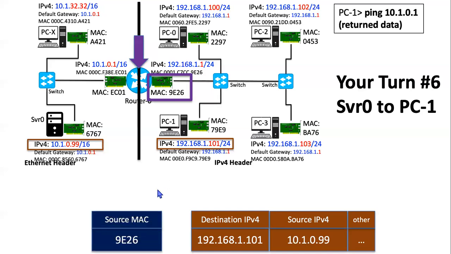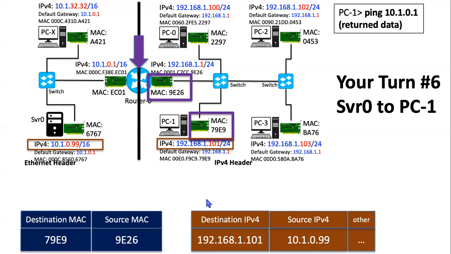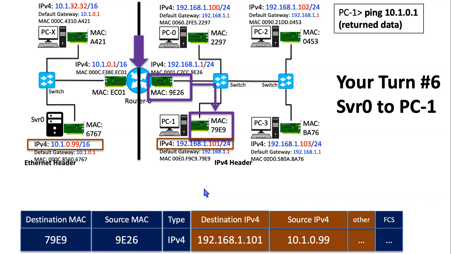9E26, last 4 hexadecimal digits, source MAC address. Destination MAC address will be that of the destination, because it's on its same IP network, same NIC card to NIC card here. I can send it directly out this interface. So it's going to send it to 79E9, finish the rest of the encapsulation, and send it on its way.